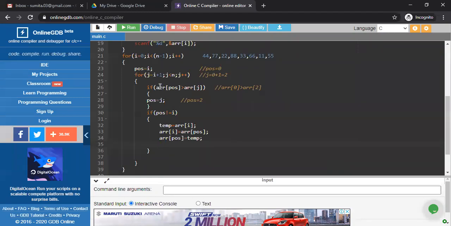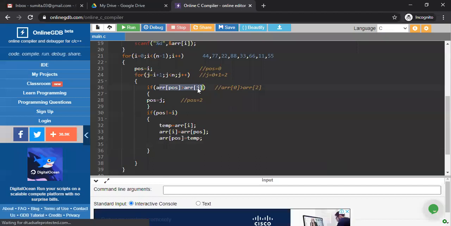According to that condition, this is true. ARR[POS], which is ARR[0], is greater than ARR[2]. This is not 0 plus 1; this is incremented by 1. So ARR[0] is greater than ARR[2]. Obviously, ARR[0] is greater than ARR[2] because this is my 2 position. 44 is greater than 22. We know that.